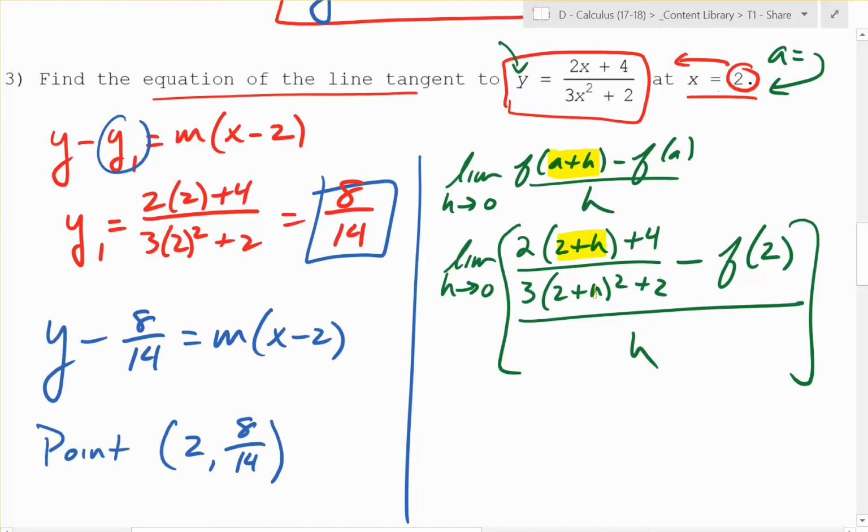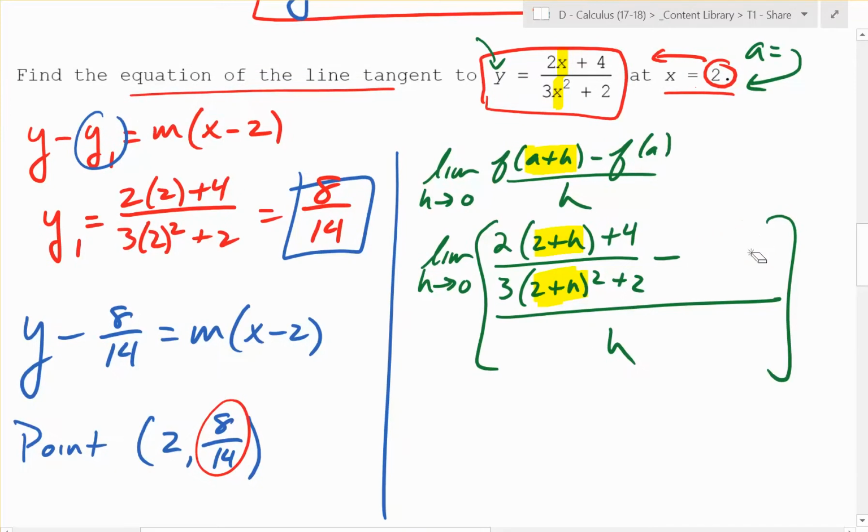Our a plus h is right there and right there. All I've done was substitute that in for x in both of these cases. We also know that when you plug in 2, you get 8 over 14. So instead of f of 2, we could write 8 over 14. Now, it is possible to do this algebraically.